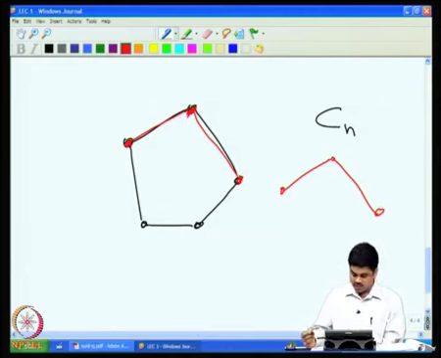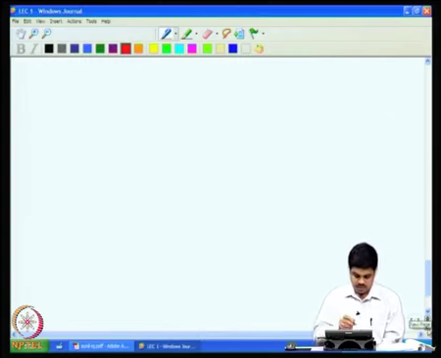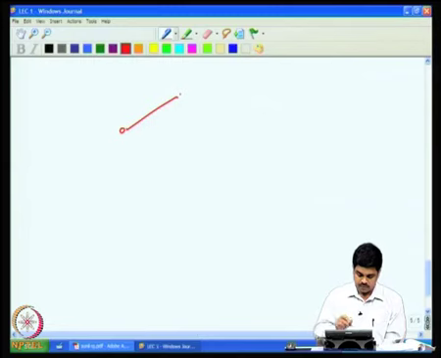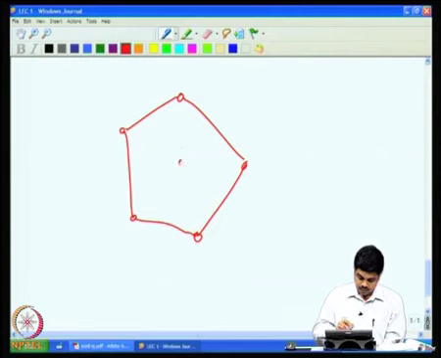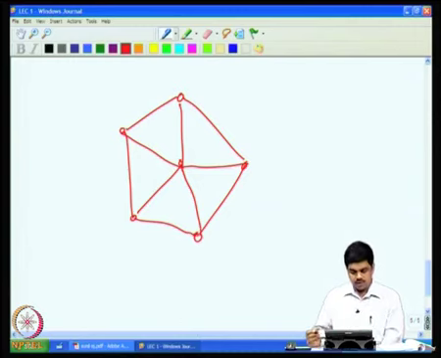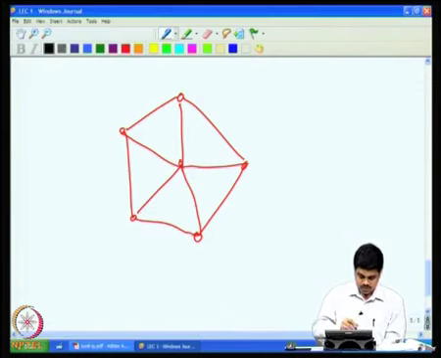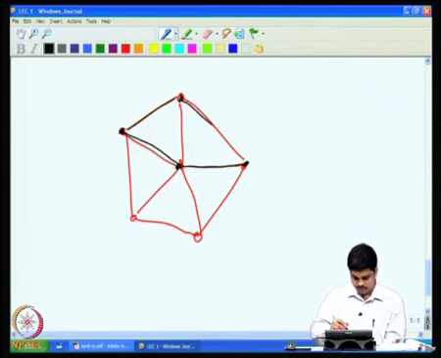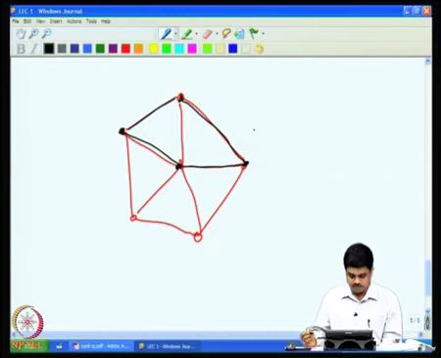So, let us consider a little more complicated figure. Let us say consider this graph. Now, if I consider these vertices and these edges, this is a subgraph. So, these black edges and these vertices form a subgraph of this big graph.